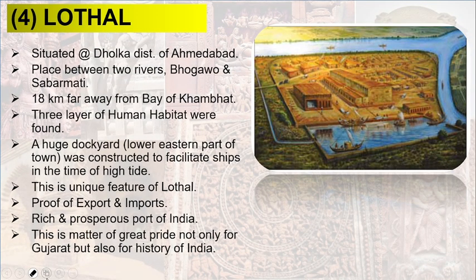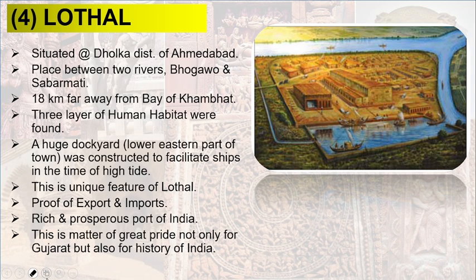Now we talk about Lothal. Lothal is situated in the Dholka district of Ahmedabad, between the Bhogavo and Sabarmati rivers. It is about 18 km away from the Gulf of Khambhat, and we found 3 layers of human habitat here. You are very familiar with these 3 layers: one is the citadel, second is the upper town, and third is the lower town. The same as what we found at Mohenjo-daro, we found in Lothal also.